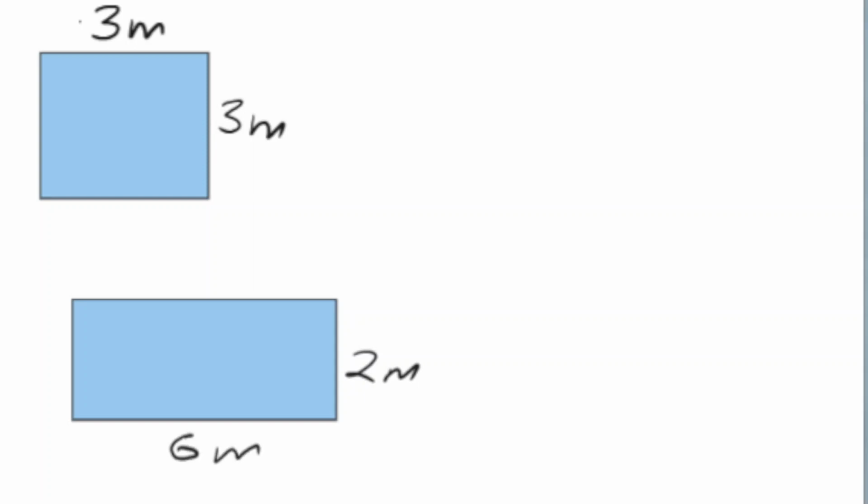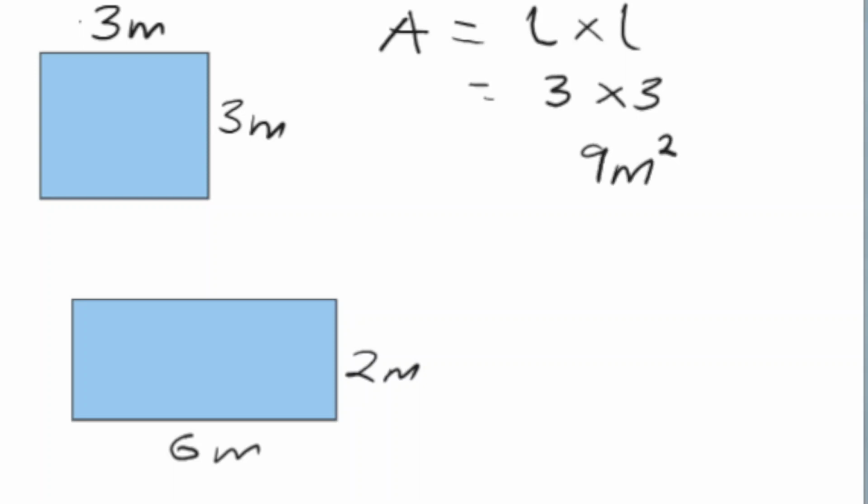So if I want to find the area of this figure, this is a square. So I know that the area of a square is A equals L times L. If I look at it, what is my L? My L is 3. So it's equal to 3 times 3, and 3 times 3 will give me 9 meters square.